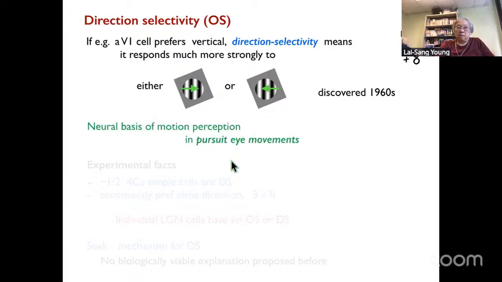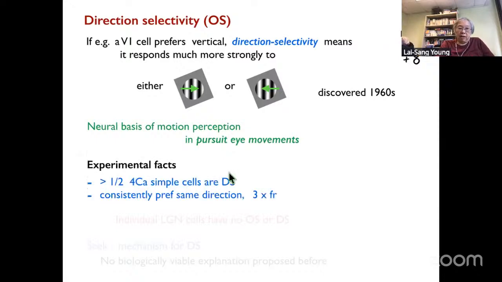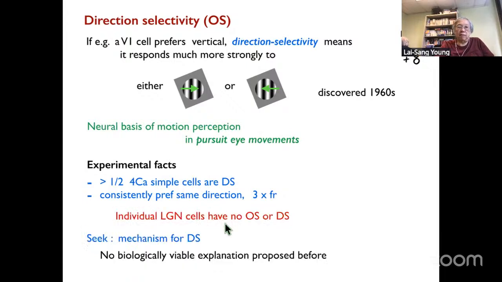It's the neural basis of motion perception, as I said at the beginning. The experimental fact is that LGN doesn't have any of this, but about half of the V1 cells have pretty strong direction selectivity. Moreover, and this is important, each neuron always prefers the same direction. If it prefers one, it always prefers that one. It's very consistent, and the property is broadband: you can change the grating in different ways and it will still prefer exactly the same thing.